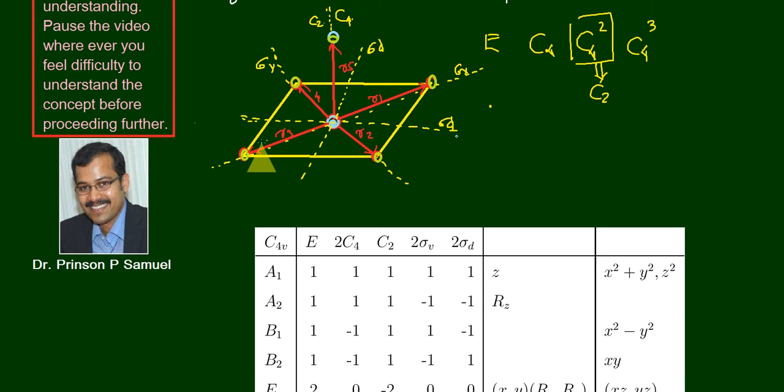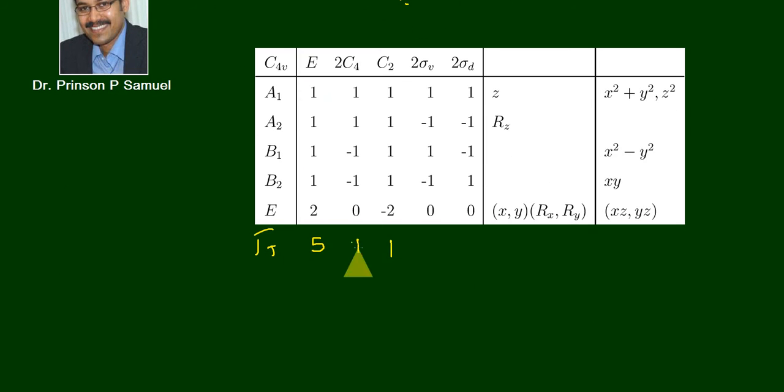The vertical planes actually contain, each of these sigma v planes contains 3 bonds. In the first sigma v, you have R1, R3 and R5. Like that, in the second sigma v, you have R2, R4 and R5. So 3 bonds will be there in each sigma v plane, and those bonds or those vectors which will retain their position will be contributing to the total character. Therefore, the total character corresponding to sigma v is equal to 3.